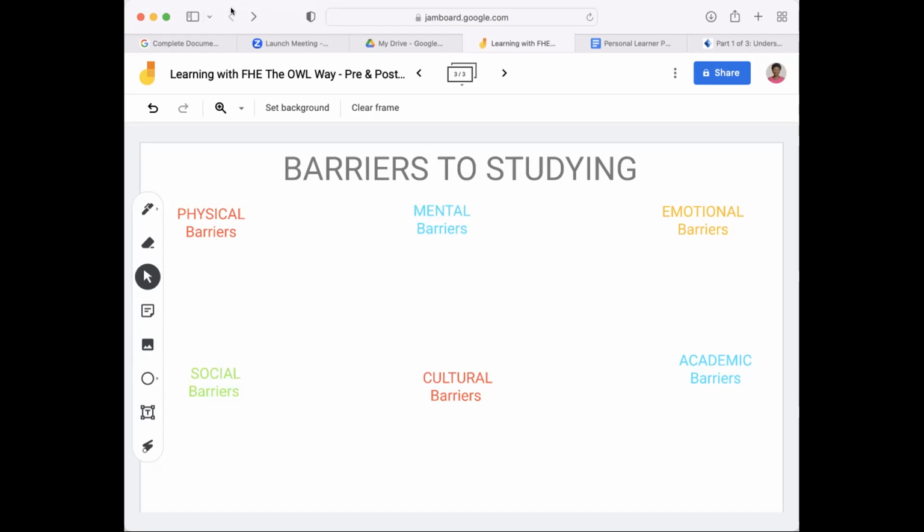And so as you think about those things, I want persons to just click back on the Jamboard link that is in the chat, and tell me what are some of the barriers that you see as relates to physical barriers that might prevent you from really allowing the study cycle to be effective, or from studying or learning.